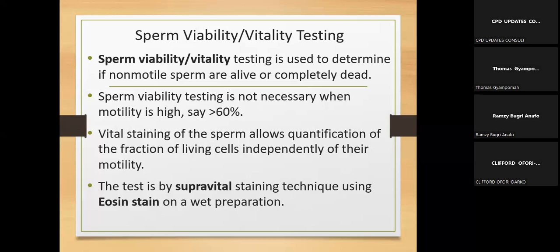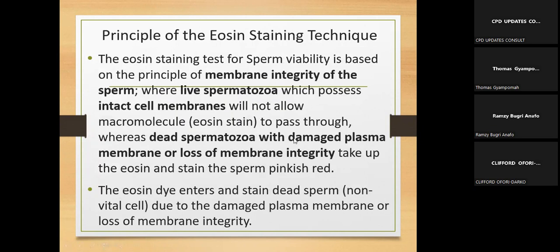And you say you are using the supravital staining technique. Meanwhile, eosin is not a vital stain. Eosin cannot stain live cells. So why are we using it here as a supravital stain? So it means that yes, even though it's a supravital staining technique, the principle behind it is not supravital. Let's see what it is. I hope you are following me.